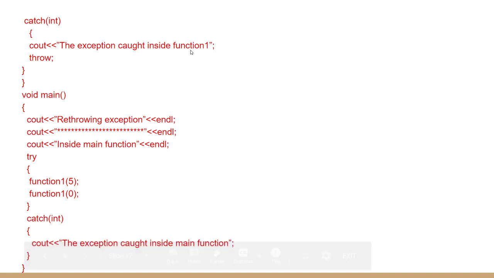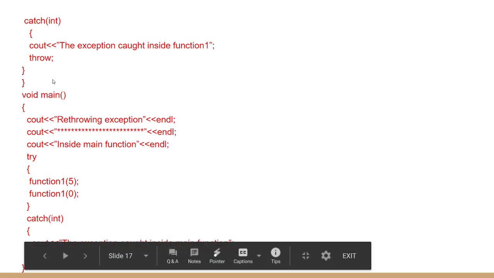The exception caught inside function 1 is displayed. But then it throws the exception again, because this catch block is not able to handle that exception. So it is going to rethrow the exception. This will be caught by the catch block next to this code.